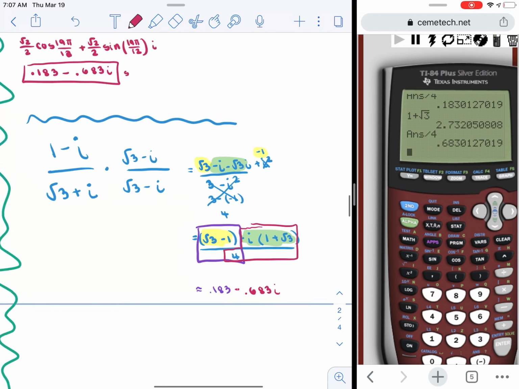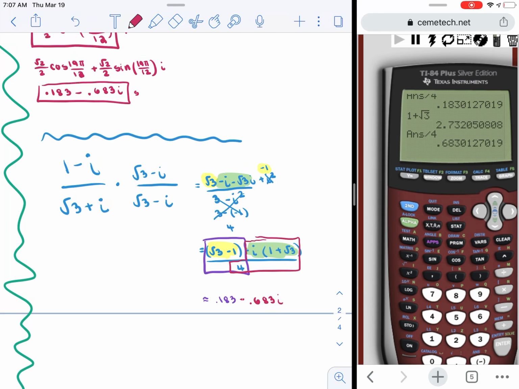And again, you can confirm that that is in fact the same exact answer we got from up above.